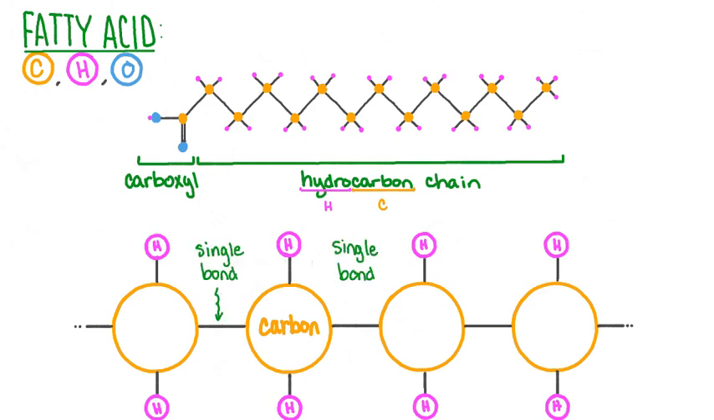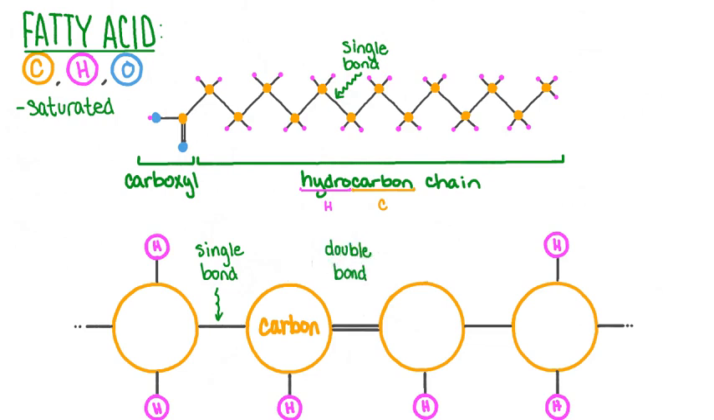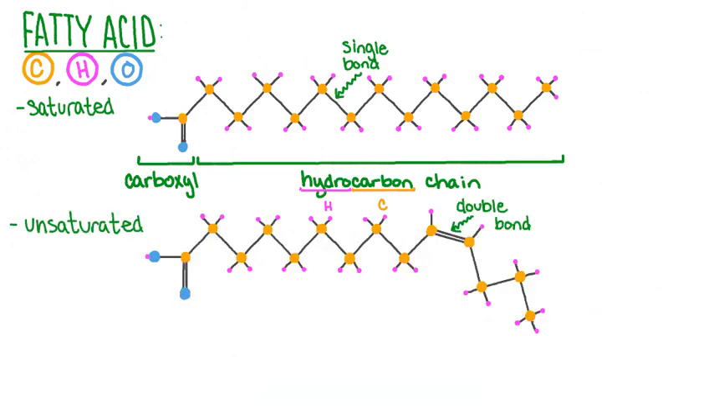When every carbon atom is bonded with 2 hydrogen atoms, the chain consists of only single bonds. This is called saturated because the molecule has as many hydrogen atoms as it can possibly hold. Sometimes 2 carbon atoms will form a double bond instead. This means that each of these carbon atoms can only bond to 1 hydrogen atom instead of 2. Since there are less than the maximum number of hydrogen atoms in this molecule, it's called unsaturated.